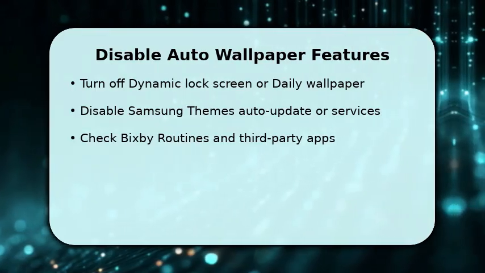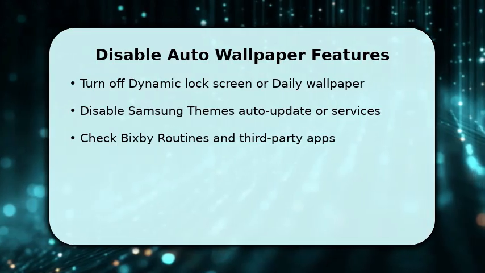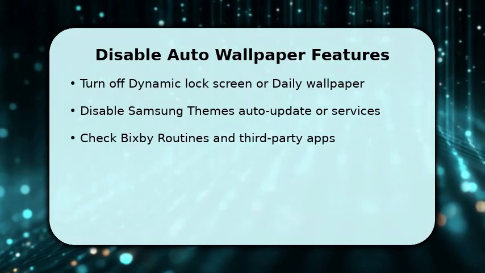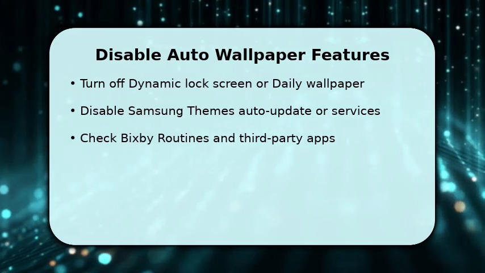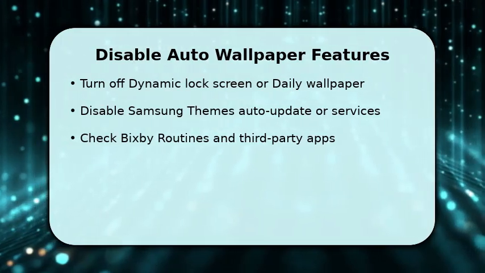Next, open Bixby Routines and pause or remove routines that set wallpapers automatically. Also check any third-party wallpaper apps and revoke their permissions or uninstall them. Once these sources are disabled, your lock screen will stop cycling images.